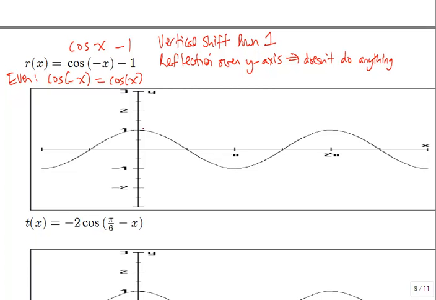So all I have to do is take all these key points and move them down 1. So this peak moves down 1, this 0 moves down 1, this min moves down 1, this 0 moves down 1, and this peak moves down 1. So we get that U shape like this. And then you can continue the pattern from there. Okay?